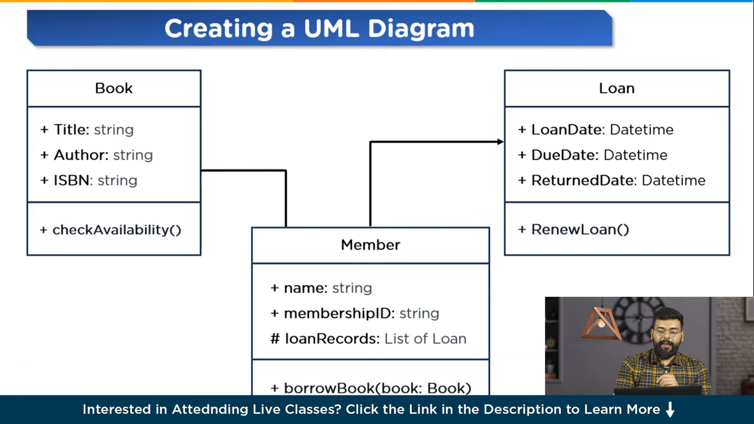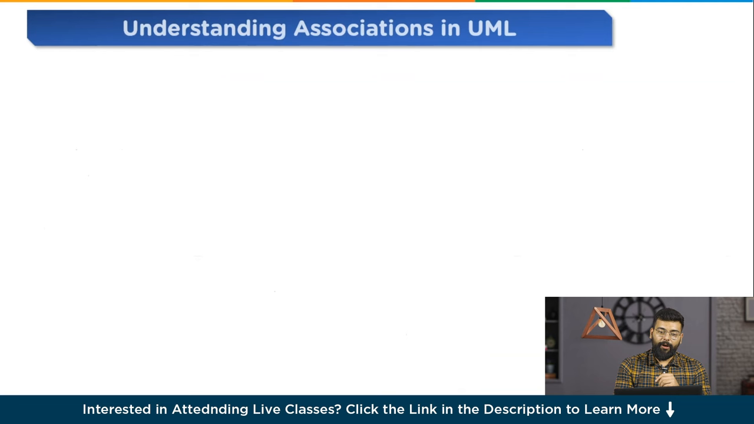So now moving to the next topic, that is association in UML diagrams. So here we will understand association between the classes and how we can access their methods and attributes. So certainly understanding associations in UML, that is unified modeling language, is crucial for accurately modeling the relationships between classes in a system. Now we'll break down different types of association commonly used in UML diagrams.